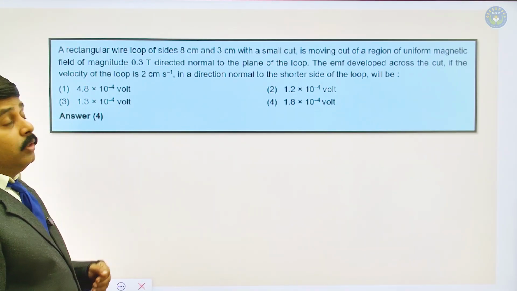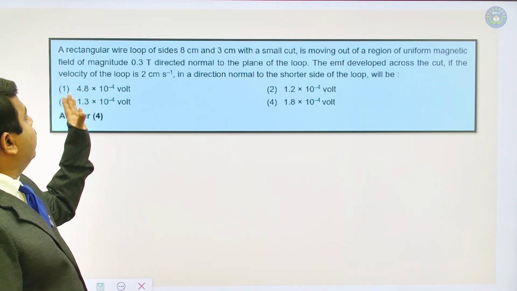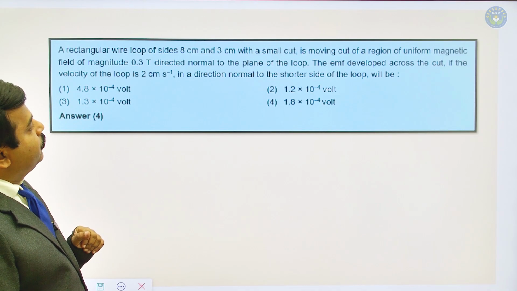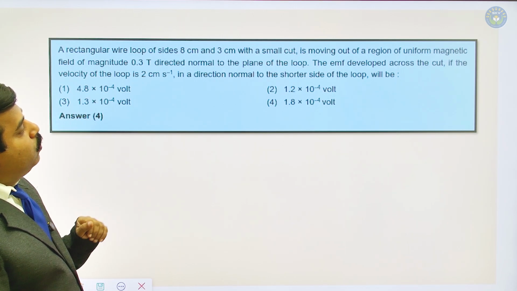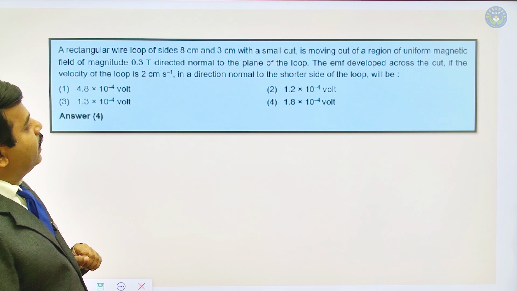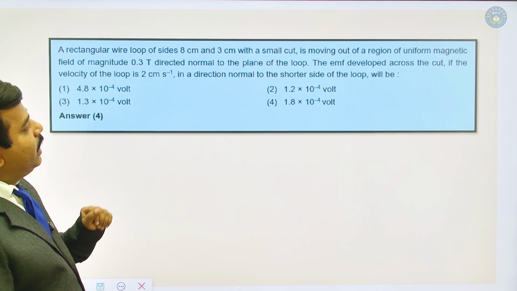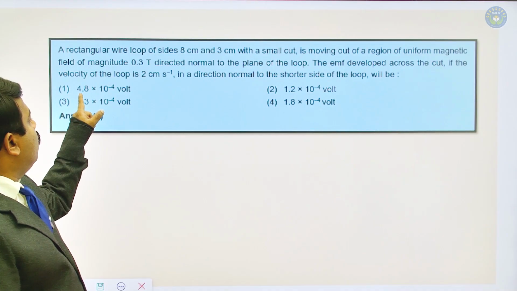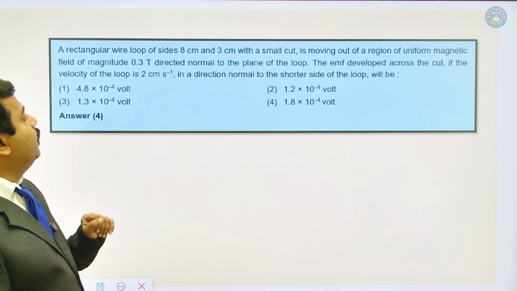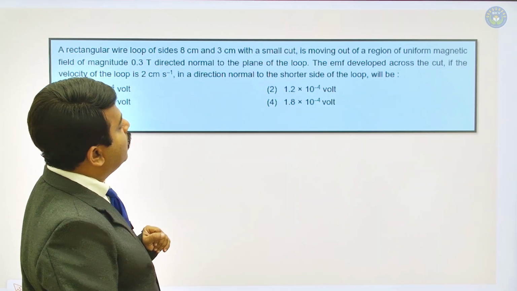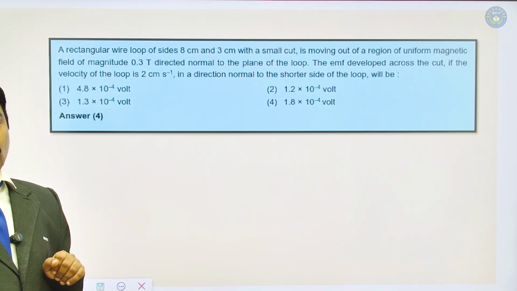All right. Now question number 30. A rectangular wire loop of sides 8 centimeter and 3 centimeter with a small cut is moving out of a region of uniform magnetic field directed normal to the plane. Find the EMF developed across the cut if the velocity of the loop is 2 centimeter per second in a direction normal to the shorter side of the loop.